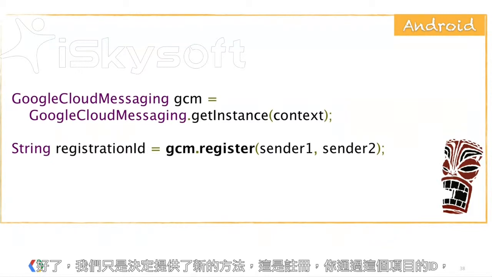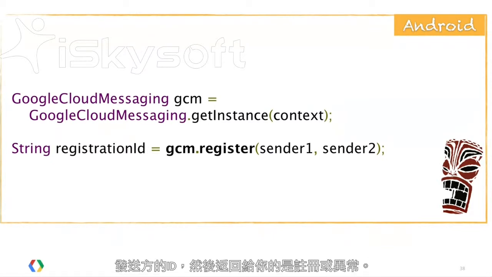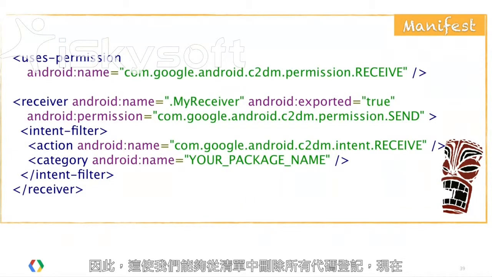You pass the project IDs, the sender IDs, and then what you get back is the registration or an exception. So this allowed us to remove all the code from the manifest for registration, and now the only thing you have to do is declare permissions and the receiver for your messages.